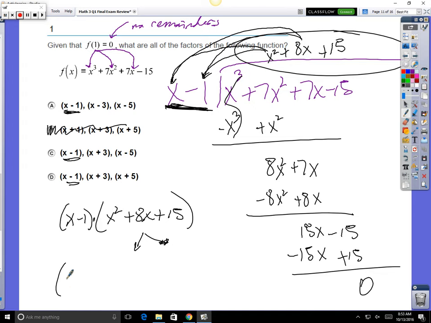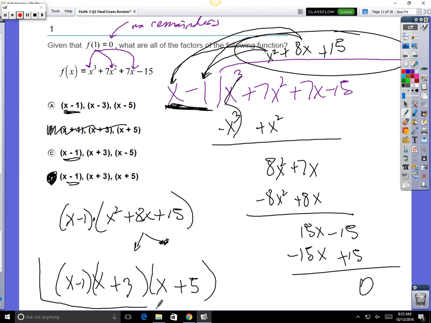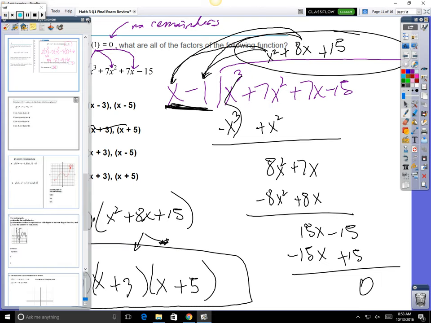So your final answer should be x minus 1. And if you factor this, what times what gives you x squared? That's x and x. Then what times what gives you 15 but adds and gives you 8? So it's got to be x plus 3, x plus 5, because 3 times 5 gives you 15, 3 plus 5 gives you 8. So that is D. The answer is D. These are all 3 of the factors.